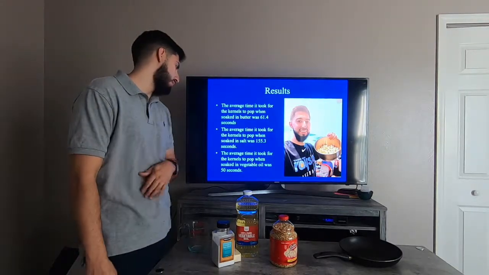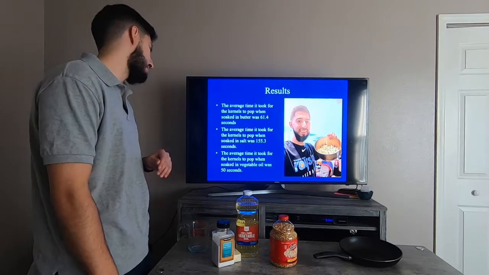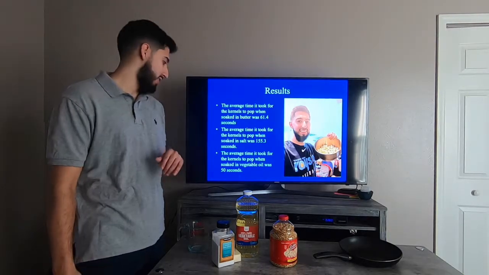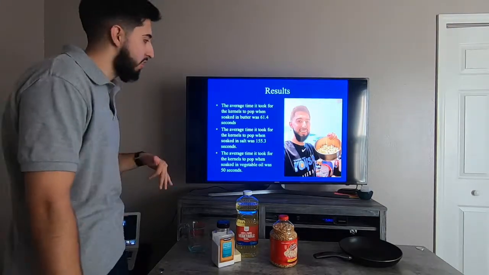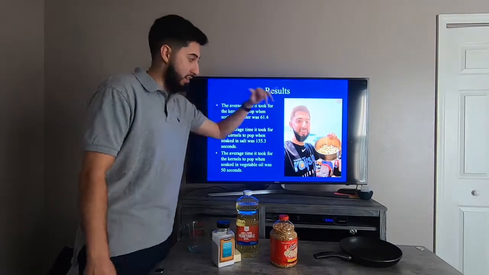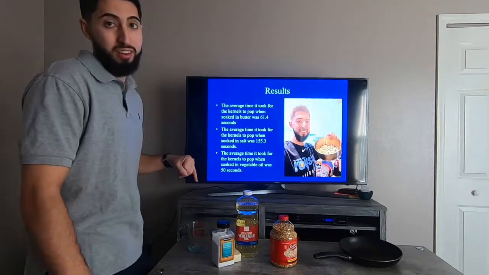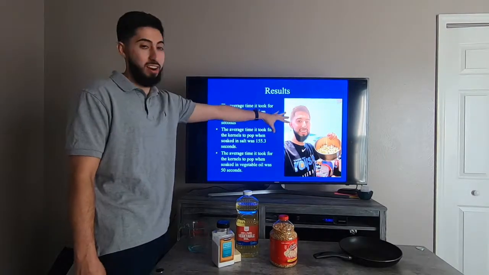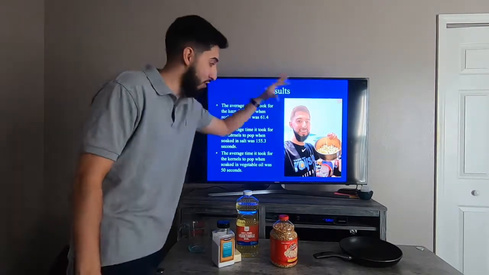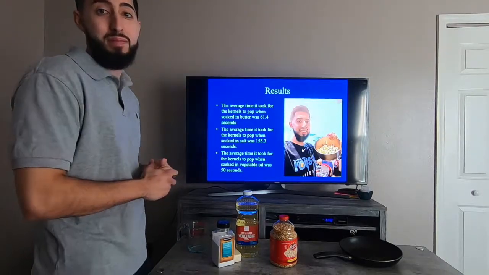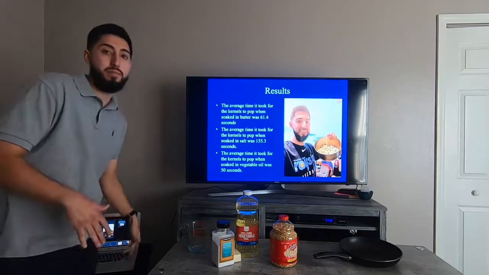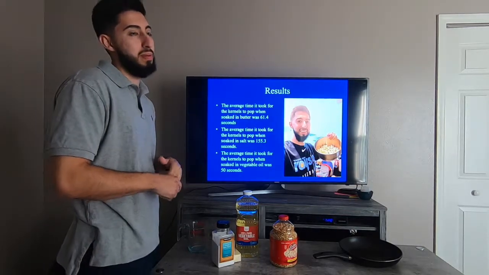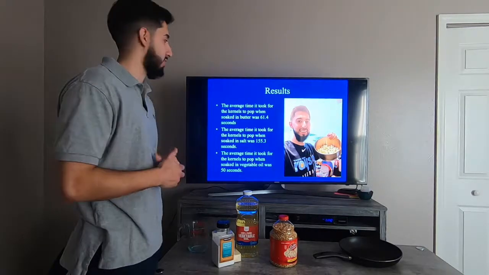And the average time it took for the kernels to pop when soaked in vegetable oil was 50 seconds. And as you can see, all those trials turned out to produce a lot of popcorn. I know Halloween's coming up, so don't get too scared about my face on the picture there, but the focus is on the popcorn. You're going to have a lot of popcorn to eat. So that is a very positive and maybe a kind of a reward for doing the experiment.